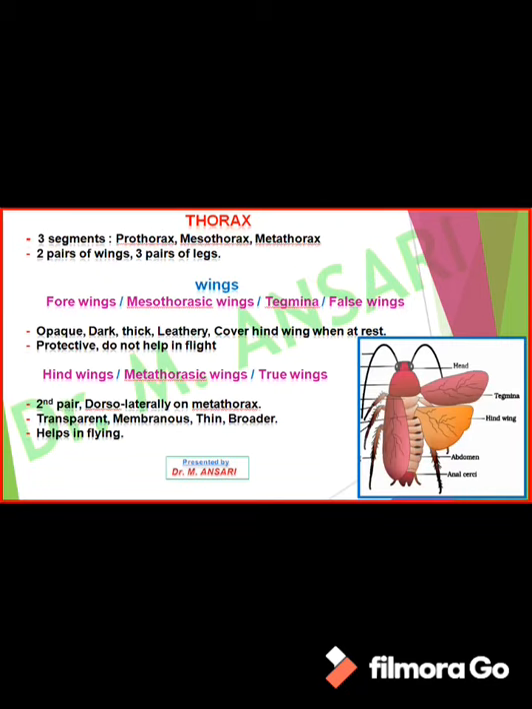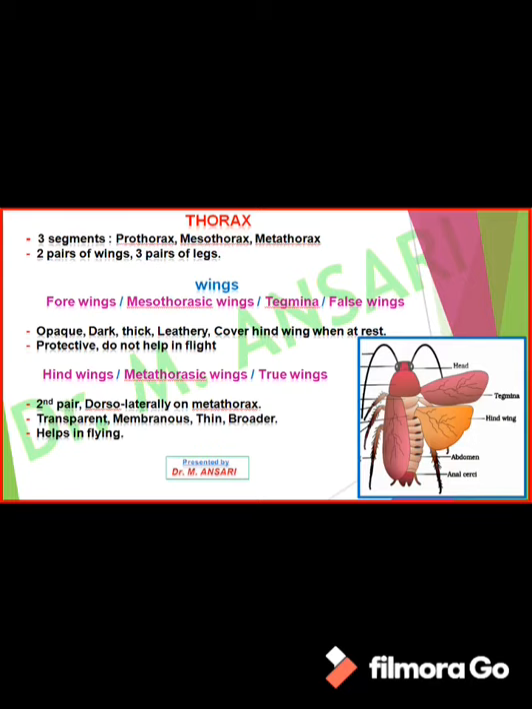The thorax region of the cockroach has three segments, that is prothoracic segment, mesothoracic segment and metathoracic segment. The prothoracic or first thoracic segment gives its membranous extension towards the head, which acts as its neck or cervix. In the thoracic region, two pairs of wings and three pairs of legs are present.